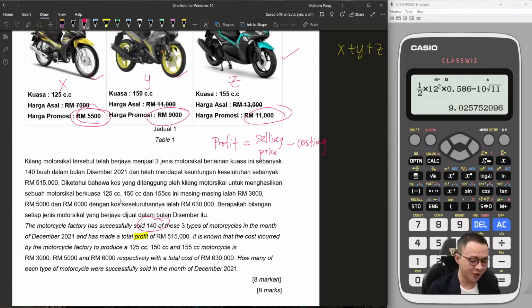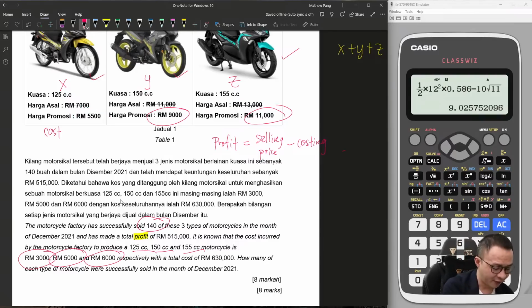It's known that the cost incurred by the motorcycle factory to produce 125cc is 3,000, 150cc is 5,000, and 155cc is 6,000. So this is the cost for each of them. I'm going to write down the cost at the bottom for each of them. This one is 3,000. Then for 150cc, the cost is 5,000. Lastly, this cost will be 6,000. Okay, maybe I write a bit higher. This is their costing.